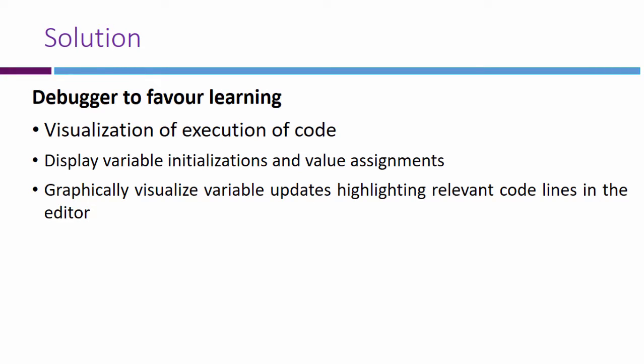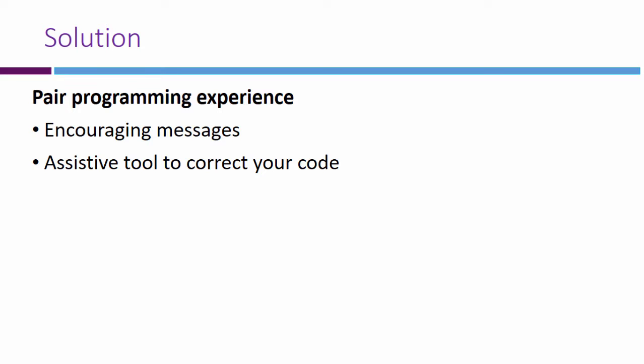Furthermore, the debugger tool will help the user get a visual demonstration of what is going on in the program, meaning they can know how the variable states change, how the values change as well. And furthermore, pair programming is encouraged in our system, meaning the assistive tool is smart enough to give corrective feedback to the code that is being written by the student and encourage the student to perform better.